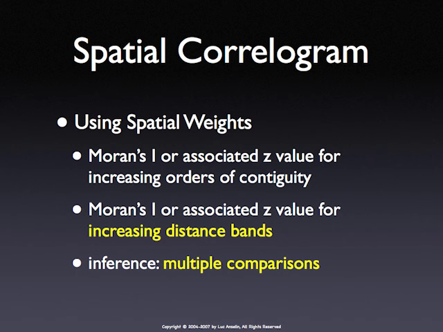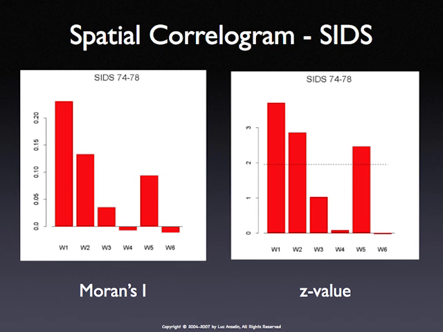So this is using the SIDS sample data set. We have different orders of contiguity, first, second, third, and so on. For each of these, we get a Moran's I. We can standardize it and compare it roughly to a significance level. So what we see here is a decreasing spatial autocorrelation, and then it's not significant, and then it pops out again at a much larger distance.